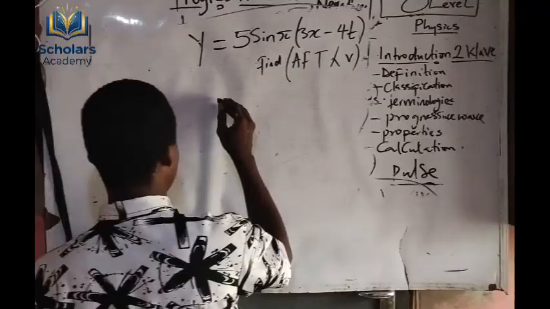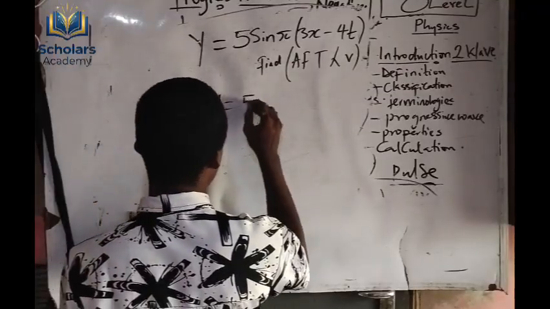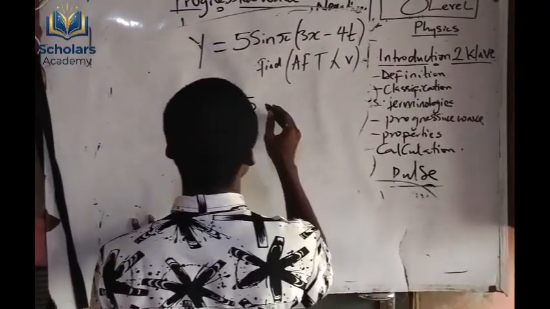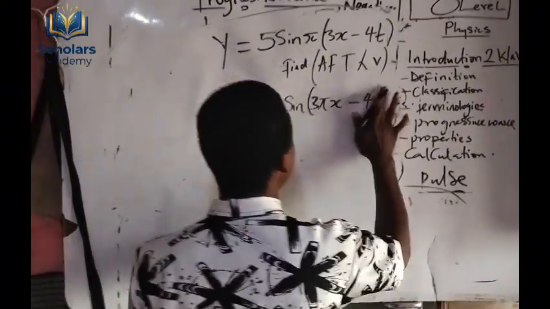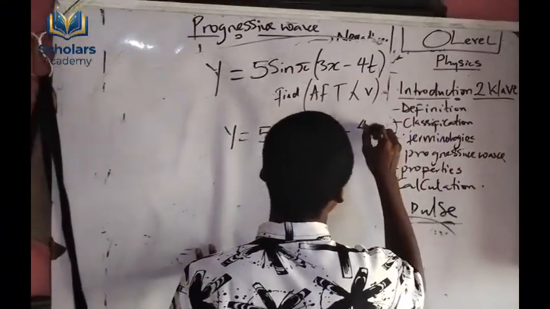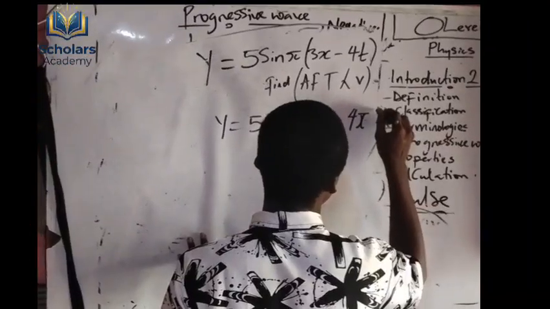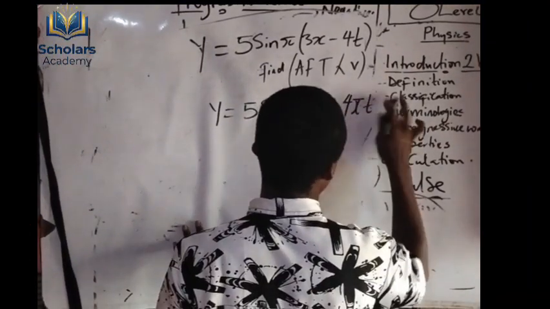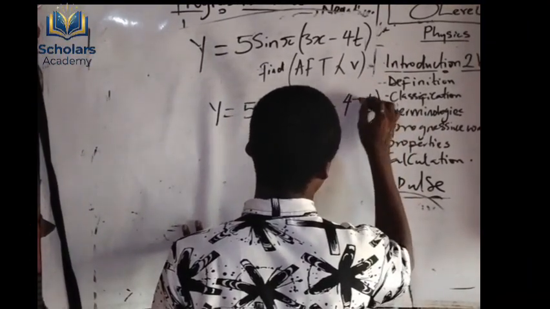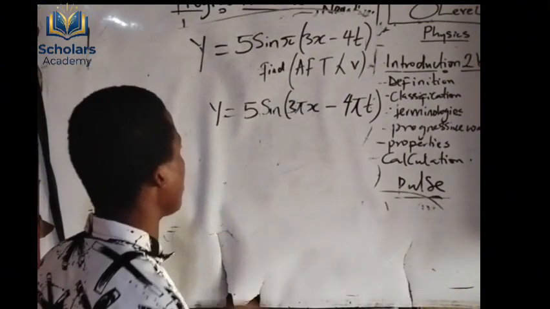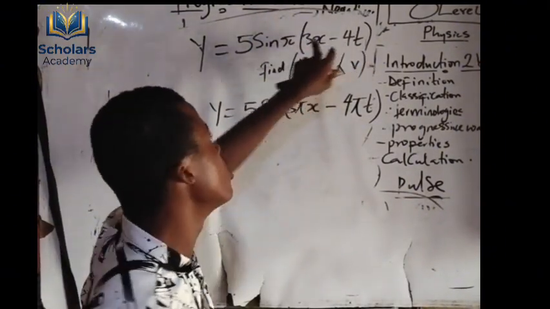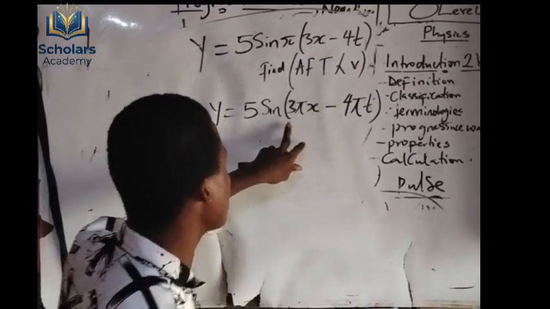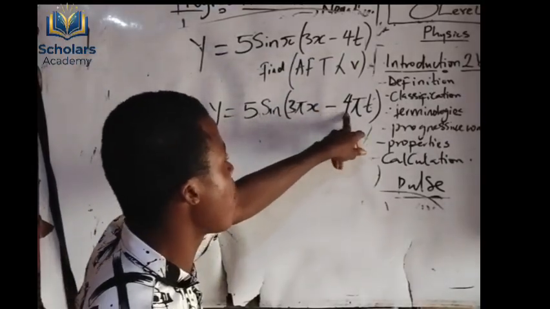Looking at this, y equals 5, and this pi I'll bring inside. So now it will be y equals 5 sine in the bracket 3 pi x minus 4 pi t. What did I do? I brought this pi into the bracket, so I use pi to multiply this. That will now give me 3 pi x minus 4 pi t.